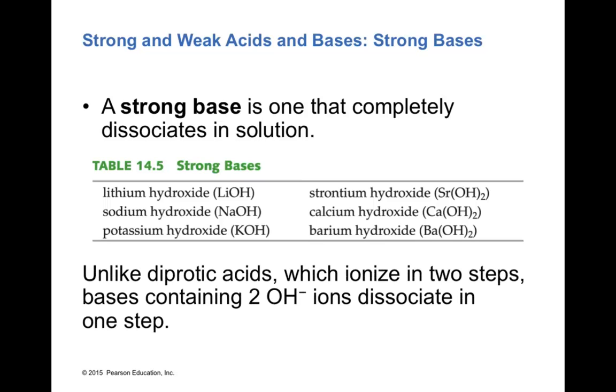Unlike diprotic acids, which ionize in two steps, bases containing 2 OH ions dissociate in one step. So that means that if we have calcium hydroxide, for example, Ca(OH)2, when we add that to water, we're going to have 2 hydroxide and 1 calcium as ions in the solution.